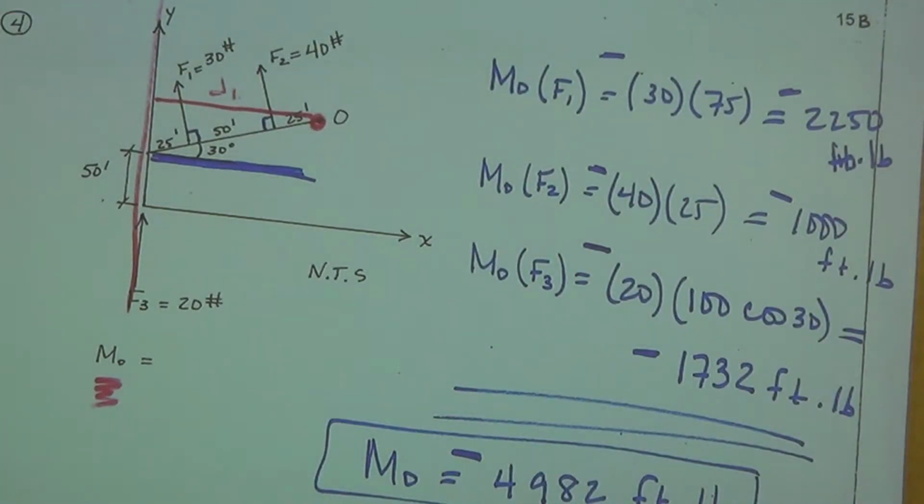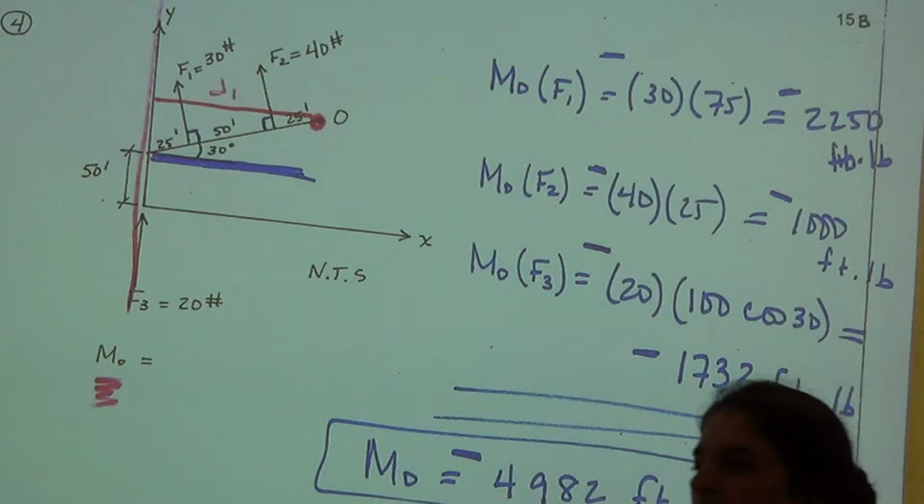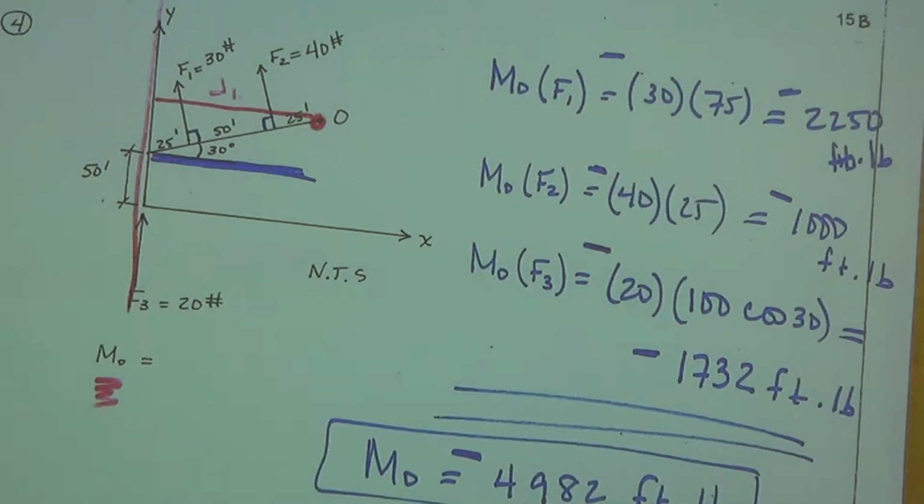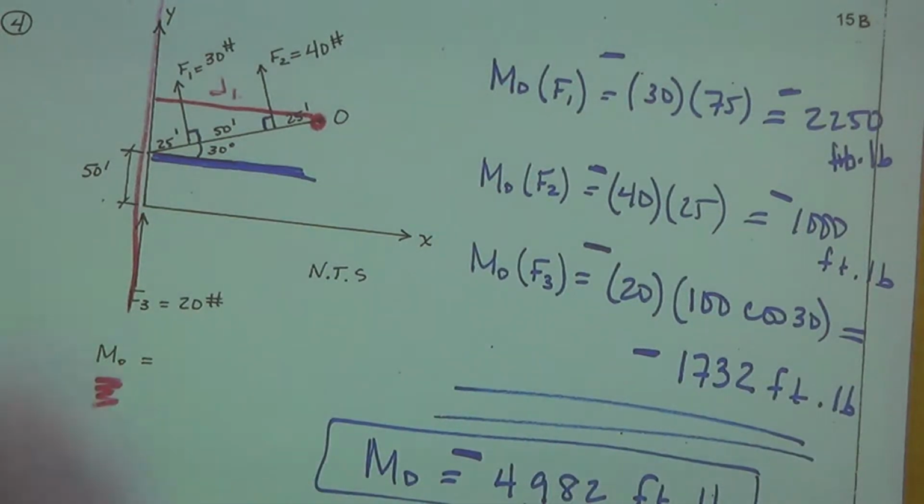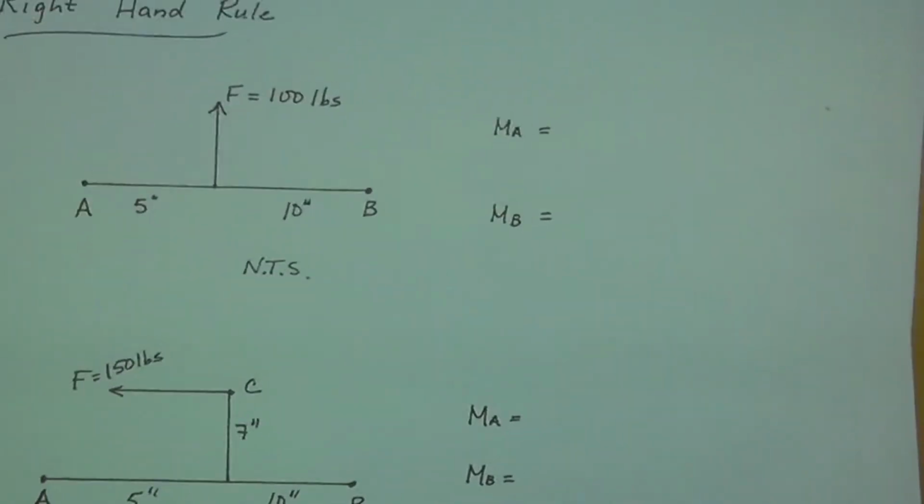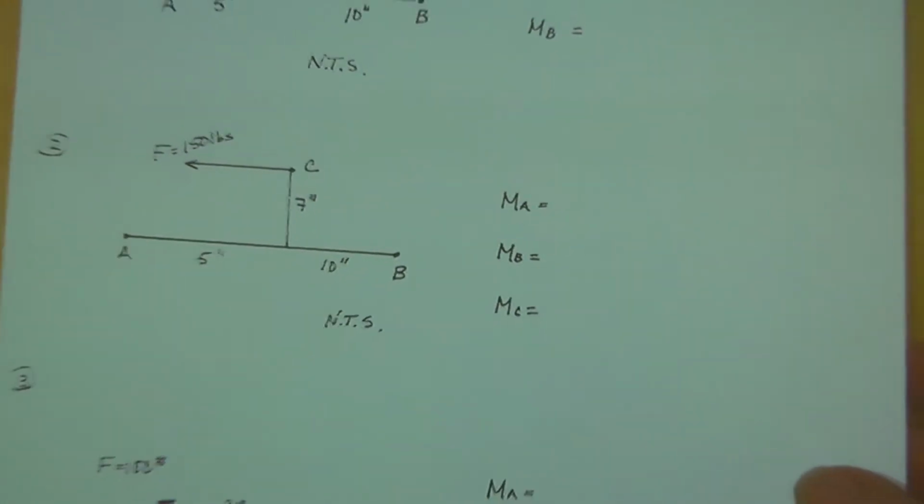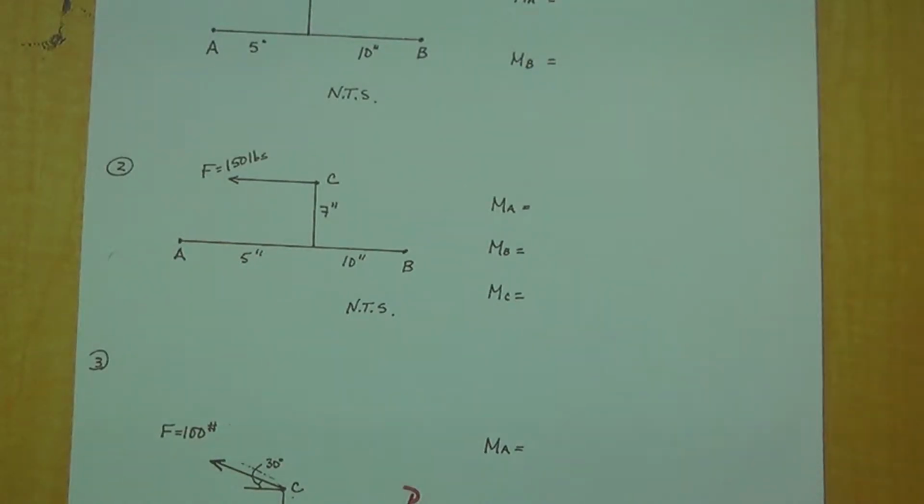Now, if you think back to math or physics or even last class, I talked about there being 2 different ways to find a moment, right? One is using the right-hand rule, and the other is using vectors, vectorially. So let's go back and do number 2, vectorially. So let's get the sign convention correct.